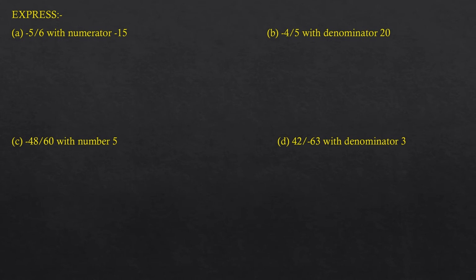Now in this question we have to express the first part, -5 by 6, with numerator -15. We are given -5 by 6 and we have to change the numerator from -5 to -15. So the number is getting increased basically, so we will use multiplication here. We will multiply by something to get -15. Since -5 is already negative, the multiplier should be positive, then we will get -15. So we multiply by 3 to get -15.